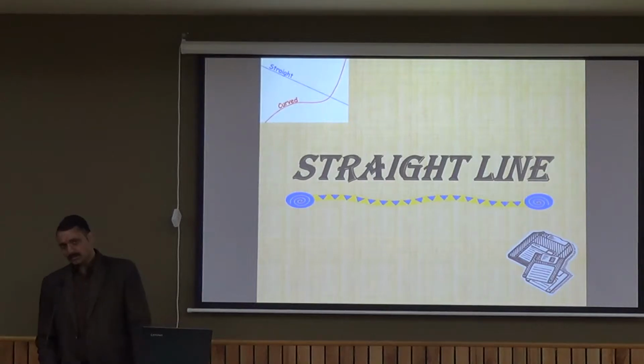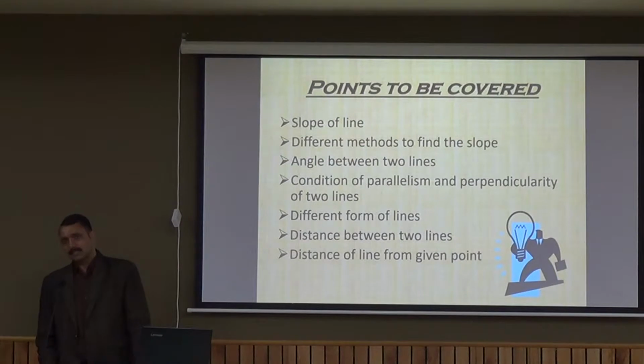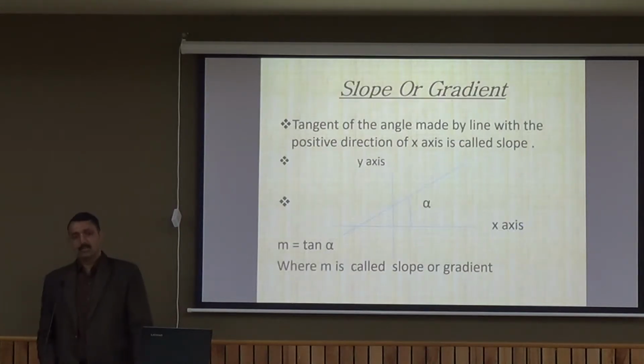Very good morning, students. We are starting the topic today: straight line. Straight line is one of the most important topics in mathematics. Here we will be covering the slope of a line, different methods to find the slope, angle between two lines, condition of parallelism and perpendicularity of two lines, different forms of line, distance between two lines, and distance of a line from a given point.